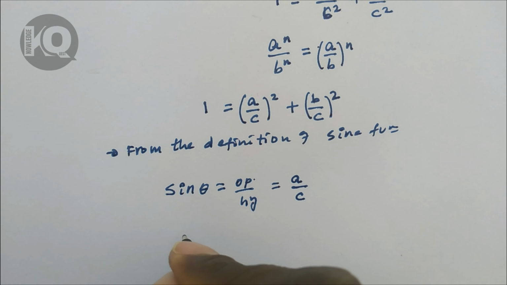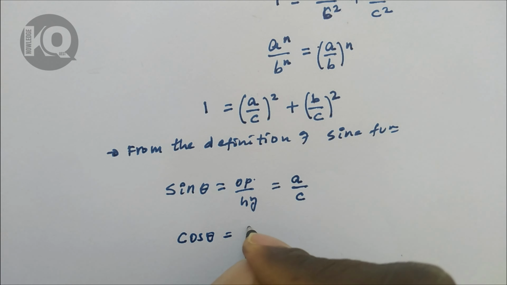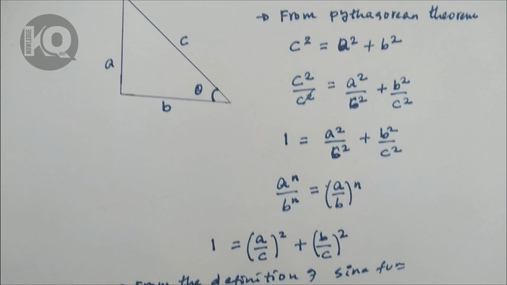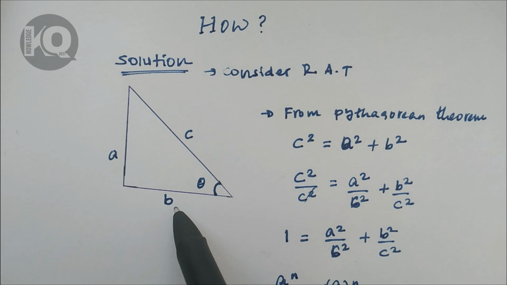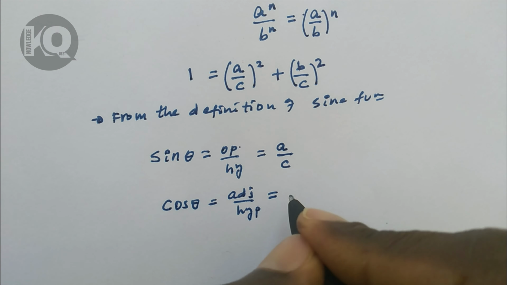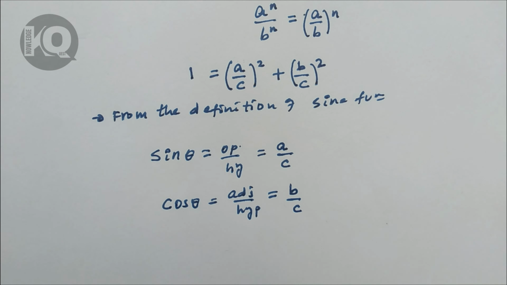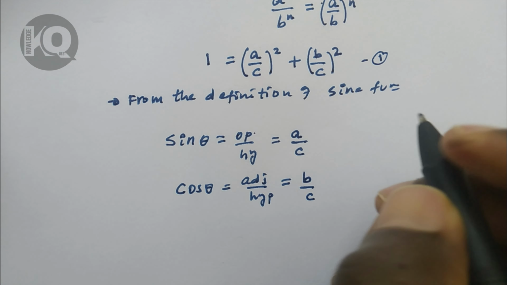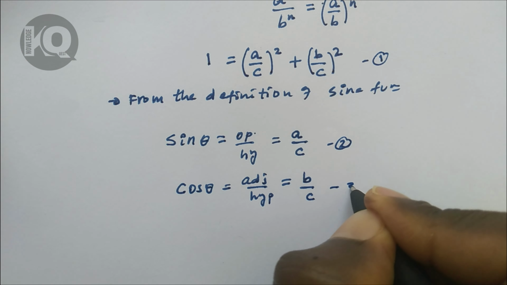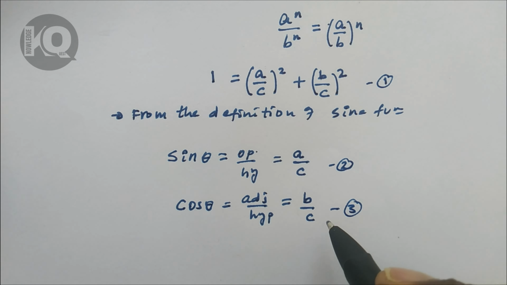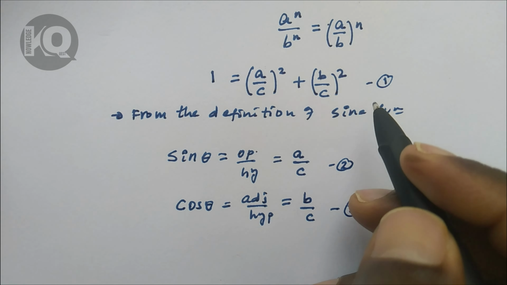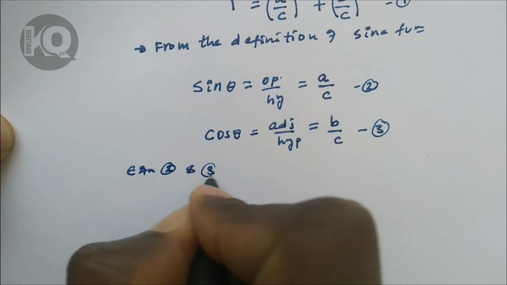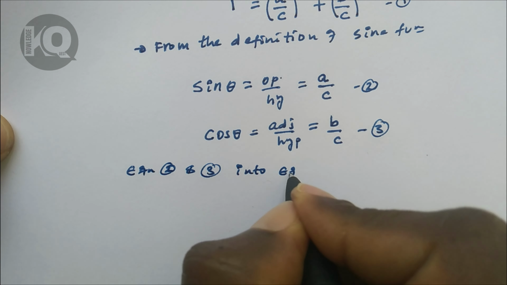And cos theta is adjacent divided by hypotenuse, which from this figure again, the adjacent is B and the hypotenuse is C, so adjacent divided by hypotenuse will be B over C. So we have equation 1 here, equation 2 here, and equation 3 here. Now we simply have to substitute equations 2 and 3 into equation 1.